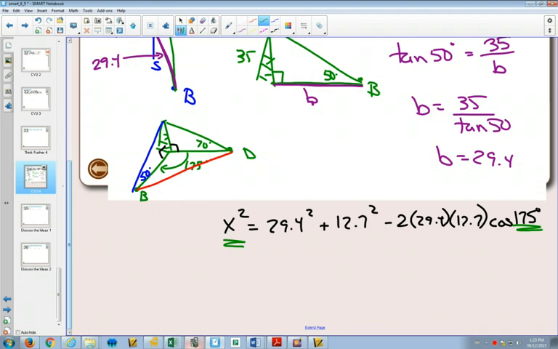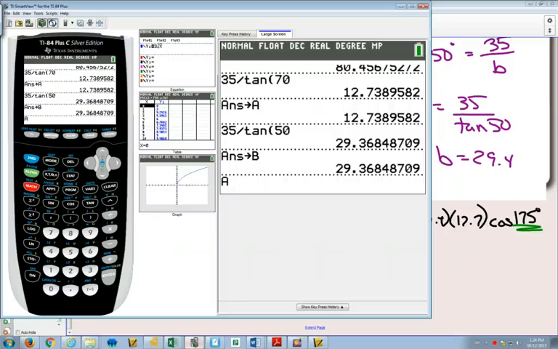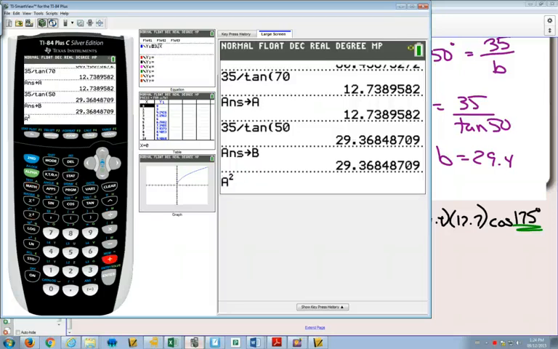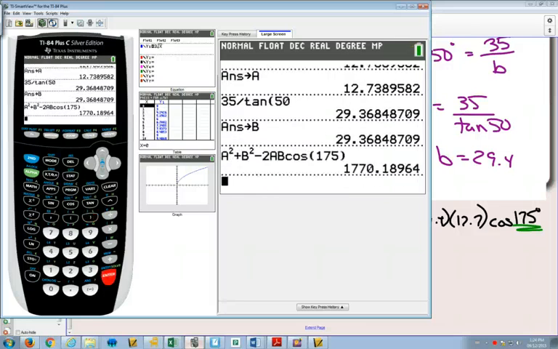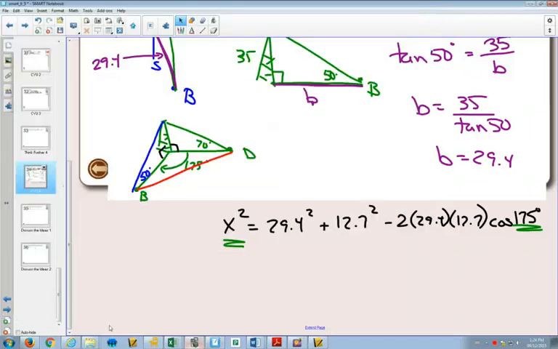Now when I go to type this into my calculator, if I use these values that are right here, they're all rounded, so my answer is going to be off a little bit. But since I stored these values as A and B, I can go to my calculator and write a squared plus b squared minus 2ab cos 175. Since I've already stored it as a and b, I'm basically writing the formula in just as it looks on our formula sheet: 2ab cos c. So we get 1770. That's what x squared is going to equal.